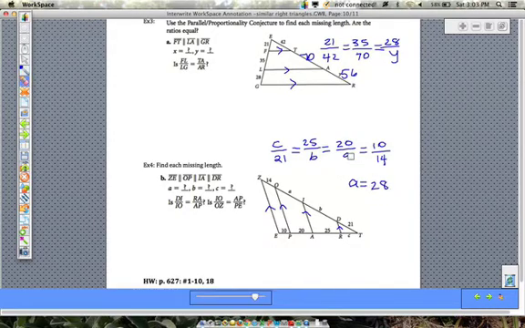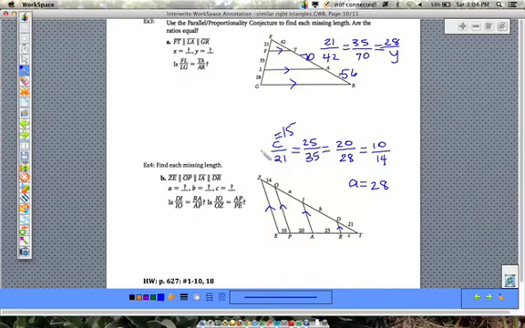Now I can add 28 in there, and I can solve this proportion. So I could say 28, and I would get B is 35. And then finally, C, I could solve this proportion. And I would get 15.